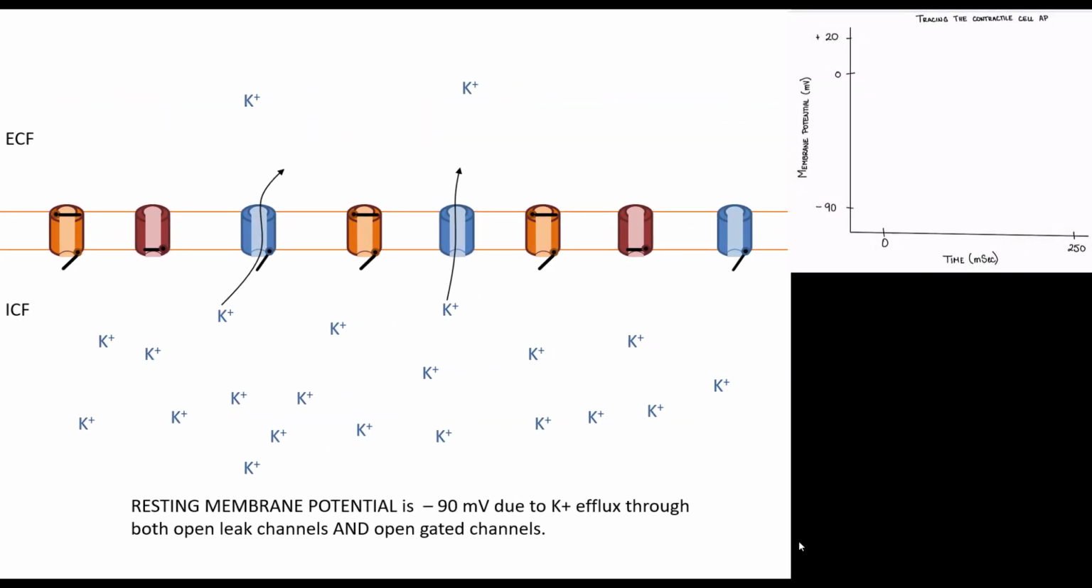So we start with our story at rest. The resting membrane potential is minus 90 millivolts. Potassium reaches its electrochemical equilibrium using both leak channels and open gated channels. Remember, the membrane potential is below 0 here, so those gated channels are open. Now let's assume that we have a little bit of depolarization. What's going to happen next?